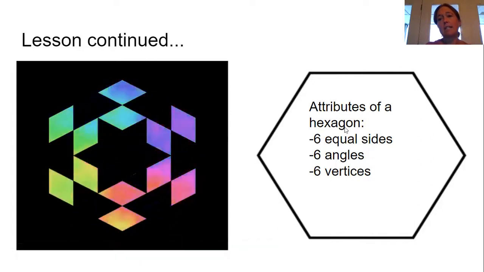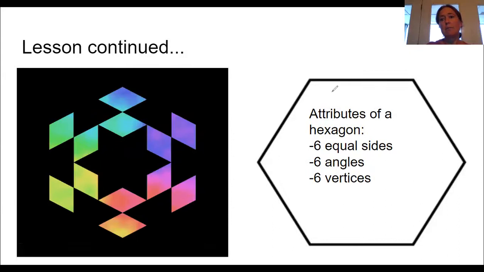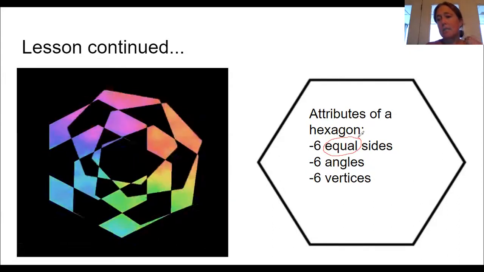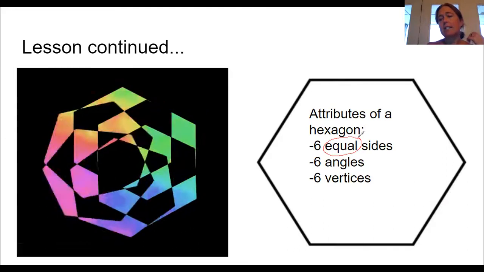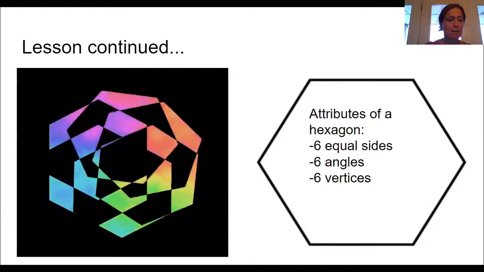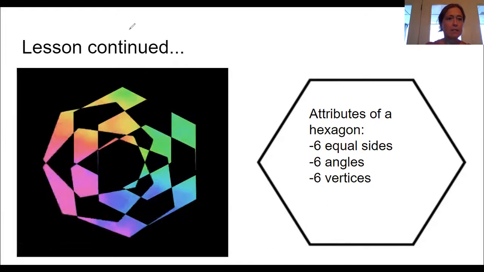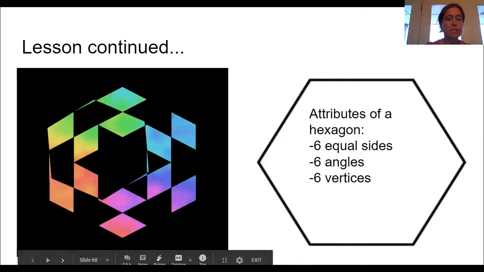6 equal sides. That's the other thing you have to watch out for. In this shape, the sides have to be equal, just like in a square. So it has to be 6 equal sides, 6 angles, and 6 vertices. All right, let me get my mouse back so we can continue.